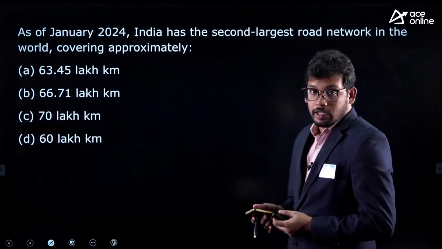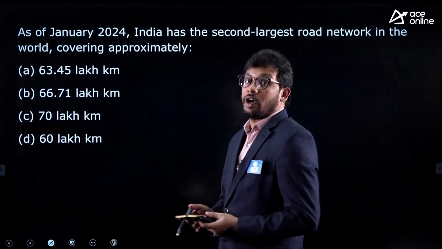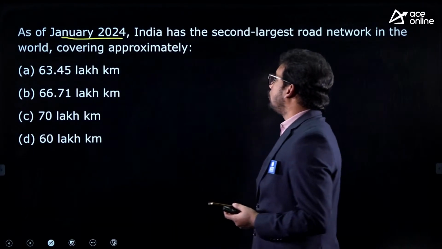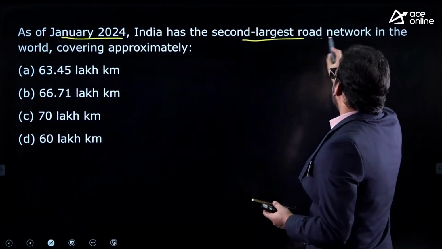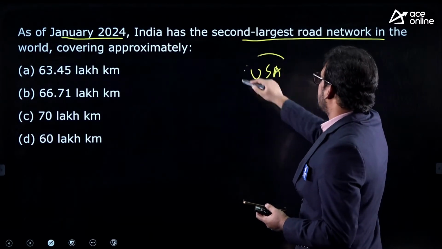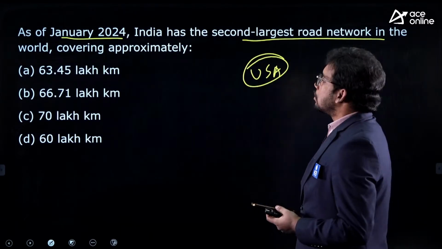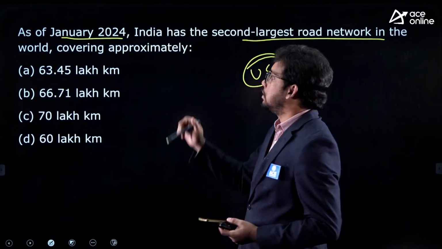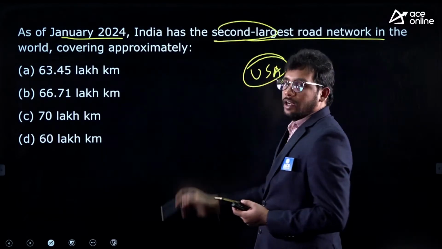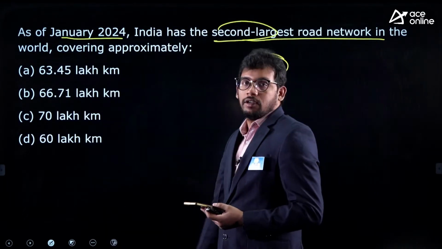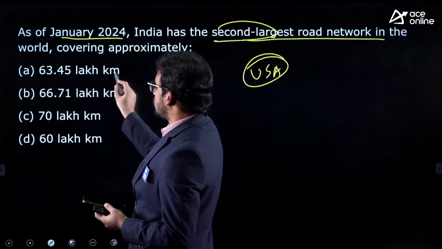Next one, very recent data I have taken from current affairs, so there is a high chance they may ask you this. As of January 2024, India has the second largest road network after USA. USA has the highest road network, and after that India. So we have got two facts here. What is the rank of India in terms of road network? That is second. And what actually is the current total road coverage?